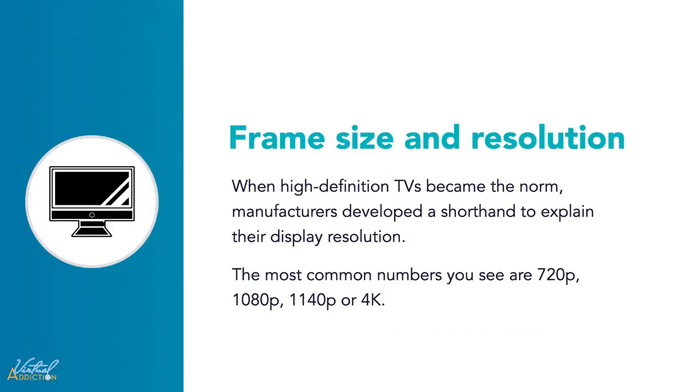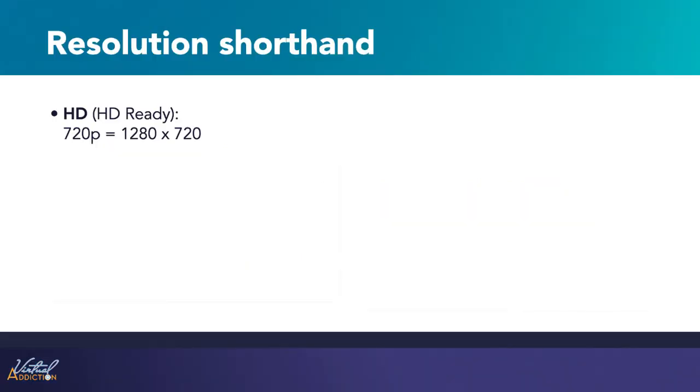When high-definition TVs became the norm, manufacturers developed a shorthand to explain their display resolutions. The most common numbers you see are 720p, 1080p, 1440p, or 4K. These shorthand numbers are sometimes used to describe computer monitors as well, even though, in general, a monitor is capable of a higher definition display than TV. Here's how the shorthand translates. HD, or HD Ready, is 720p, which equals 1280 by 720.